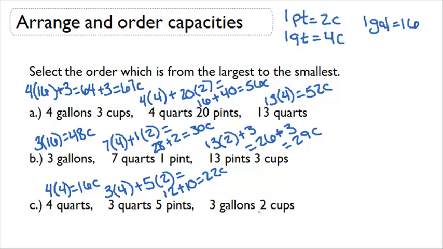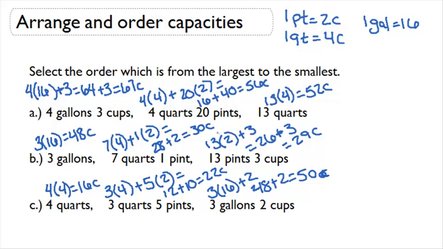And finally, we have 3 gallons and 2 cups. 3 gallons, each with 16 cups in it, would be 3 times 16, plus the 2 cups that we already had, would give us 48 plus 2, which is equal to 50 cups.